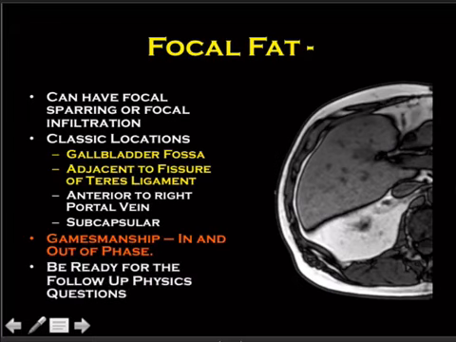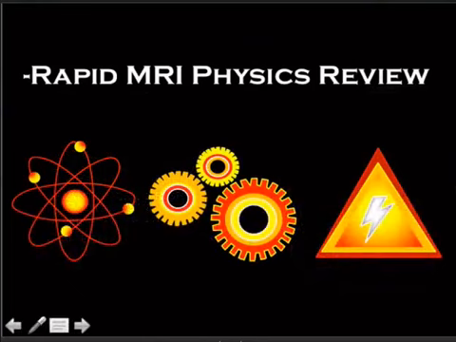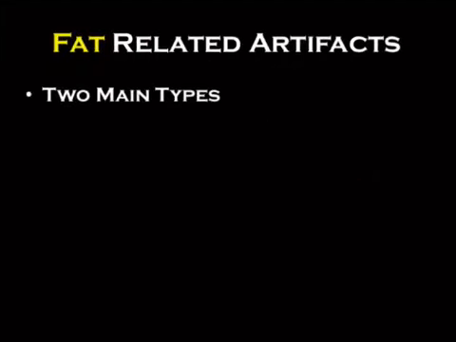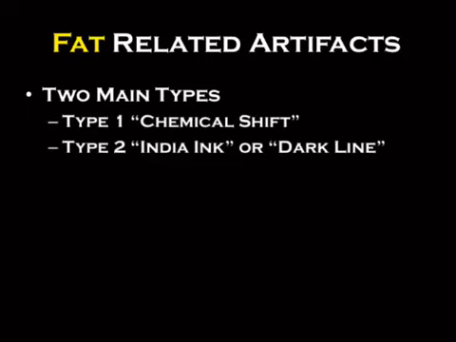So be ready for the physics follow-up questions, and now's as good a time as any to integrate that right into this talk. So let's review that real quick. With fat, there's two main types of artifacts. You've got your type 1 chemical shift, and then you've got the type 2 India ink or dark line artifact.